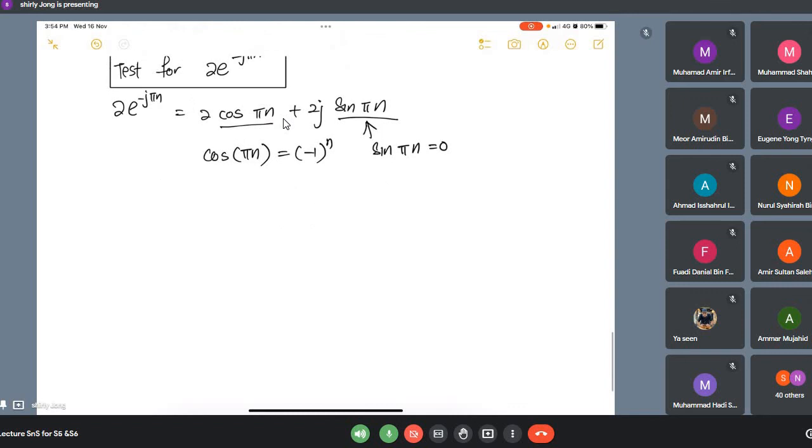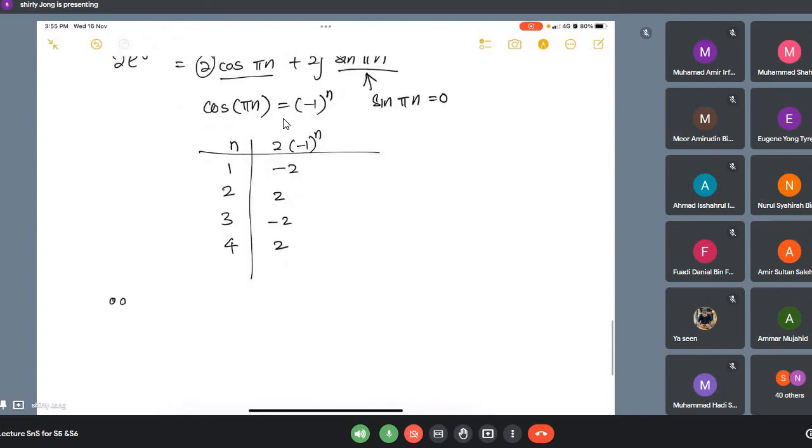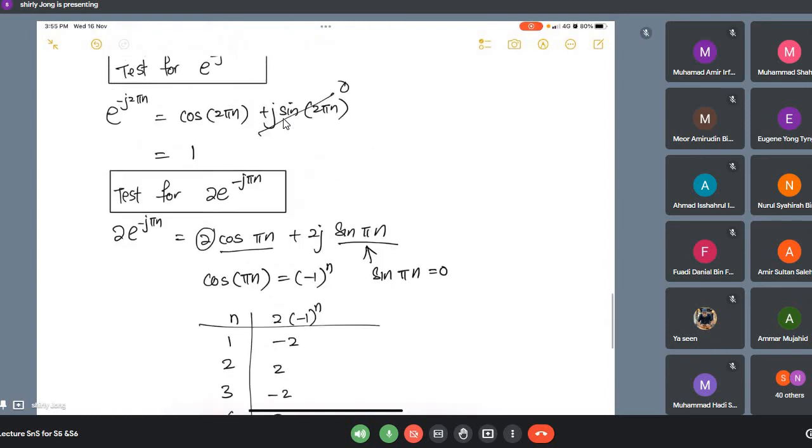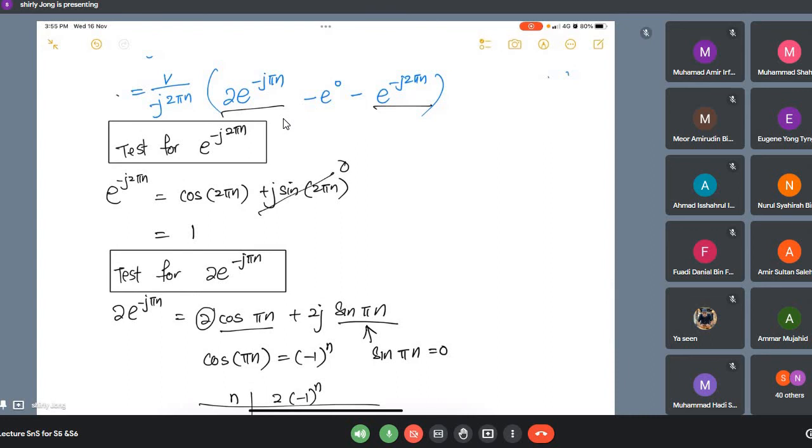Okay, now you can test for n. When 2, this one is 2, right? So 2 times -1 power of n. So what do you get? When 1, you get -2. When 2, you get 2. When 3, you get -2. When 4, you get 2. So this means that when n is even and when n is odd, you got different value. So this means that when odd is v, this one you go back to here.